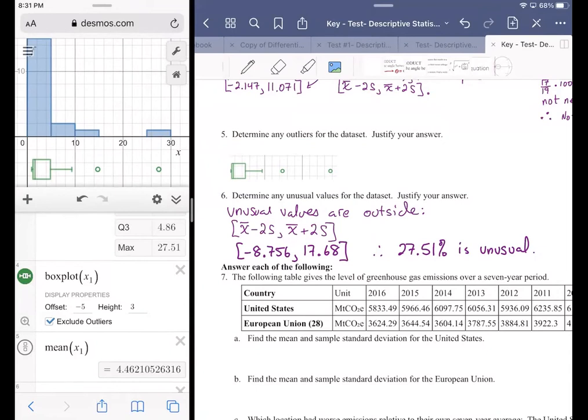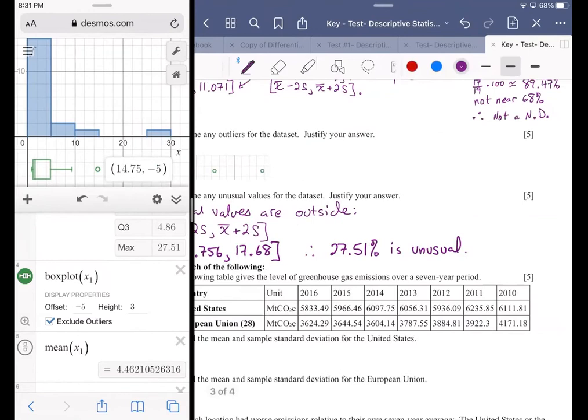So that's fine. The benefit of doing this is if you do a screenshot and just submit that in a Word document or something, you can tap on these points. By tapping on them, it'll identify the outliers, right? What we have here is known as a modified box plot.